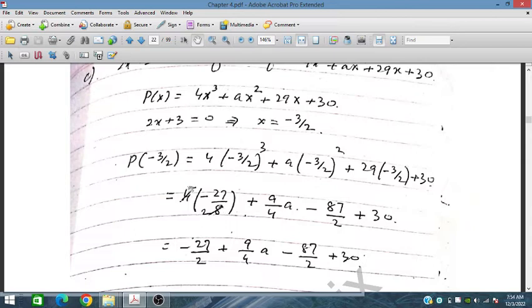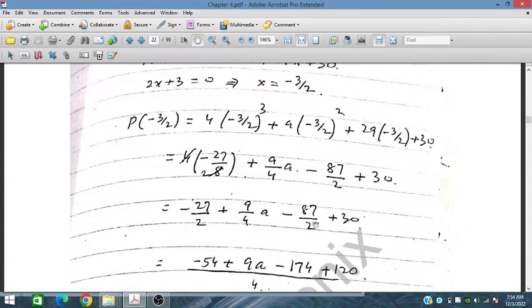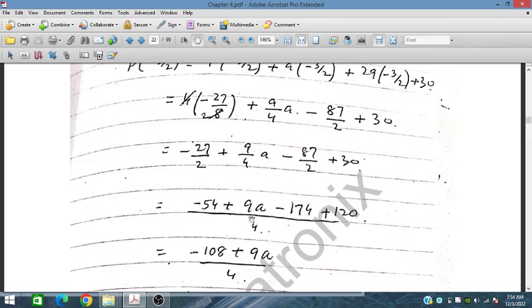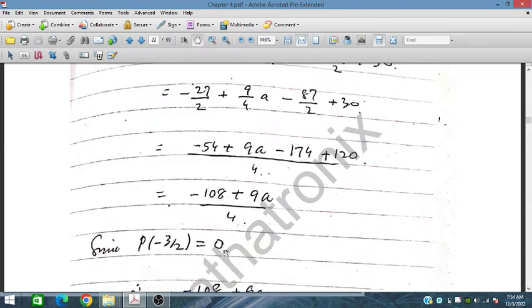Now we simplify it. This is minus 27 upon 8, this is 9a upon 4, this is minus 87 divided by 2, plus 30. So take the LCM. This is 8. This is 240. 8 is the LCM of all of these, and then this 2 divided by this. So this 9a, this 87 will be minus 174, and this 30 multiplied 4 times is 120. So now we simplify it, and we have minus 108 plus 9a divided by 4, which is equal to 0.